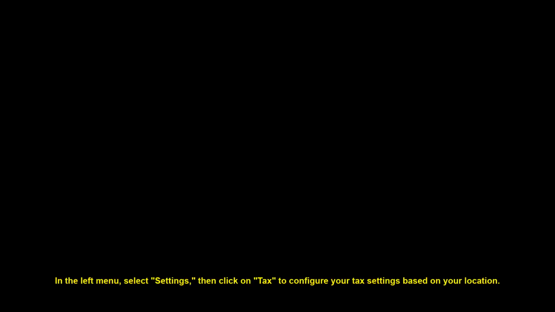In the left menu, select Settings, then click on Tax to configure your tax settings based on your location. Next, navigate to Shipping to define your shipping rates and methods. Once those settings are configured, go back to the dashboard and click on Marketing. From there, select Shopping Campaigns to link your merchants.